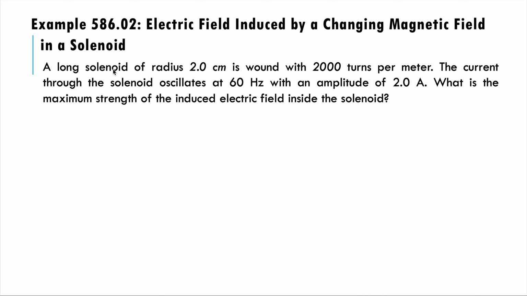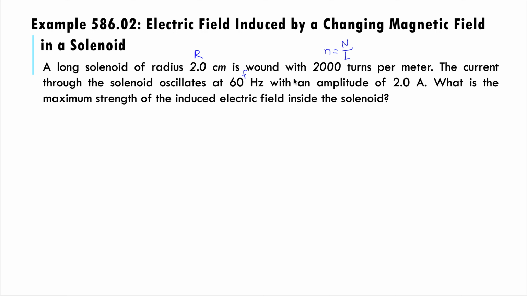We have a long solenoid of radius 2 centimeters, so that's the radius. It is wound with 2,000 turns per meter, so that's little n, the number of turns per length. The current through the solenoid oscillates at 60 hertz. Hertz is a frequency, that's f, with an amplitude of 2 amps.